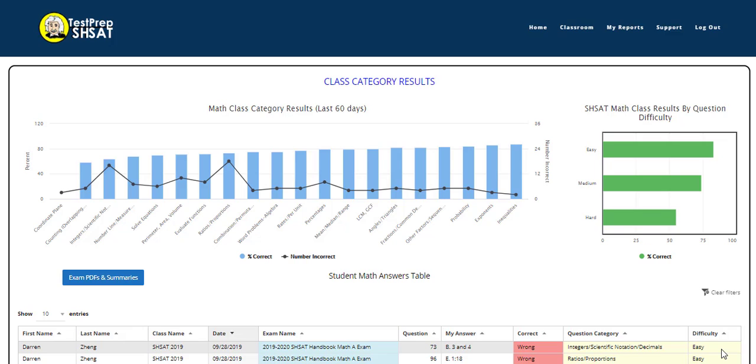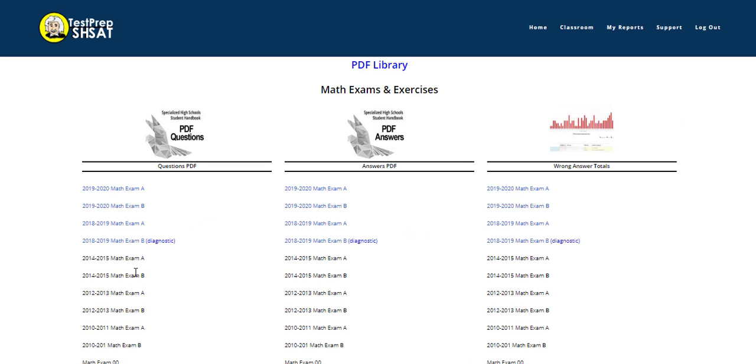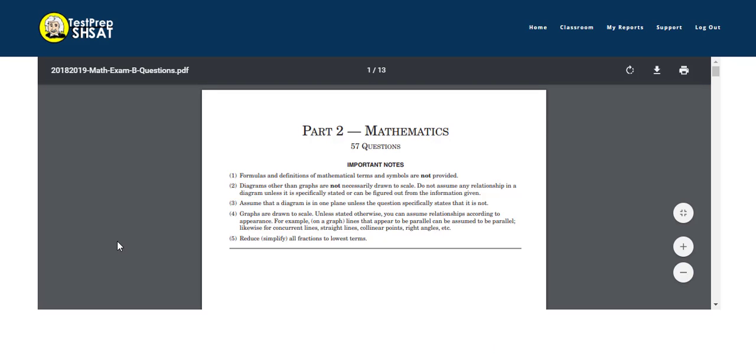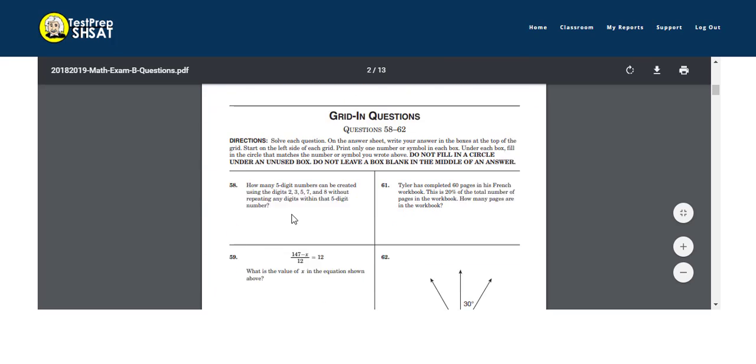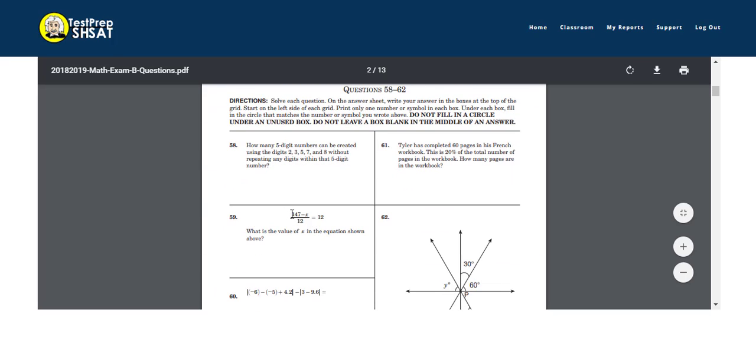In addition, once I've analyzed my class weaknesses and delved even into individual performances and weaknesses to address particular questions, I have some tools available that can help me prepare my next class to address these. When I click on the exam PDFs and summaries, I have access to a full library of exams and exercises. So I might choose a particular exam to give to my class next, and I can print that out and hand it out to various students to take on that class.